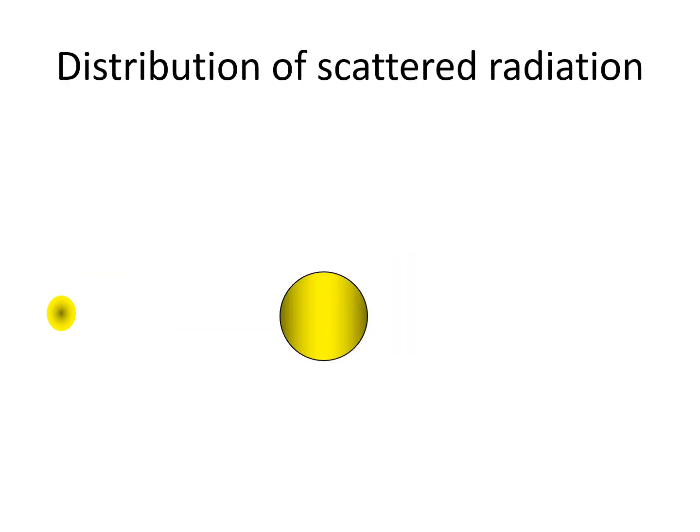In this slide, we can see that this is the source of light on the left and this is the object, the bigger yellow object. So when light approaches this object, there will be a light scattering effect which can go in different directions.